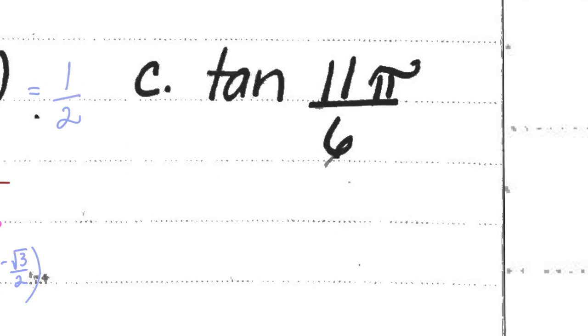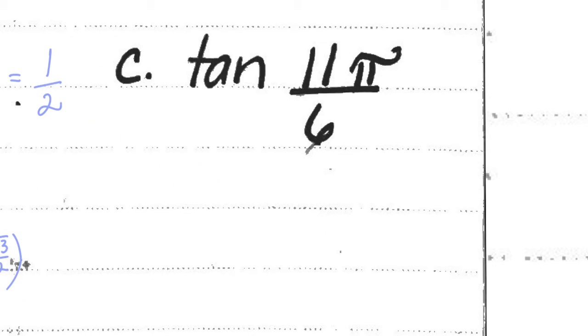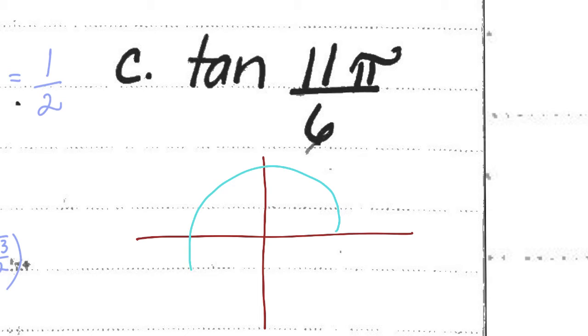Let's go ahead and move on to the tangent of 11 pi over 6. Well, now we're traveling around the unit circle the correct way. And if I go around the unit circle, we're almost to 12 pi over 6, which is 2 pi, but we're not quite there. I know that 11 pi over 6, we are going to have the reference angle of pi over 3.